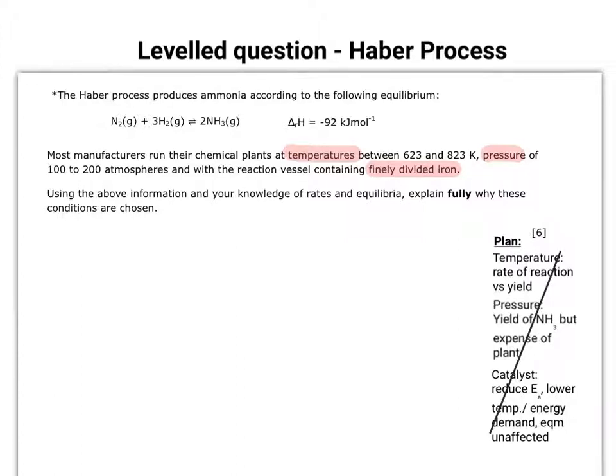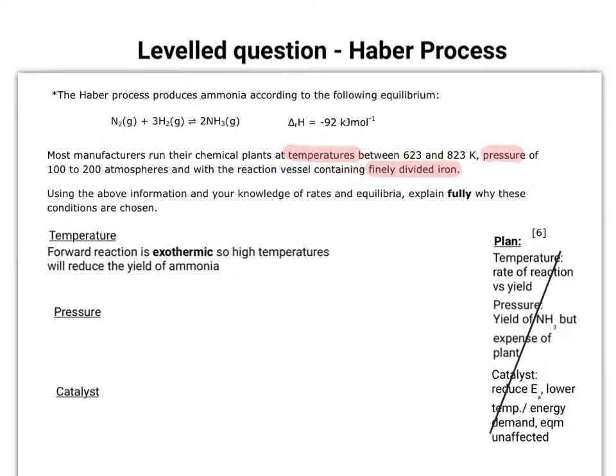So it's always worth crossing through your plan if you're doing it in exam conditions, but then you can use your plan to construct your answer. So the first thing I do is I put down my three subheadings. Now what I can do is focus on each of them one at a time.